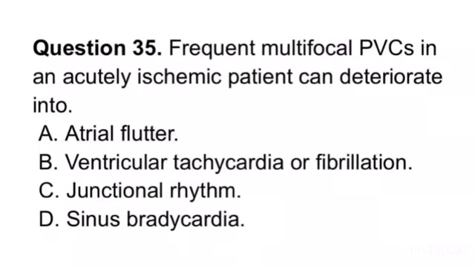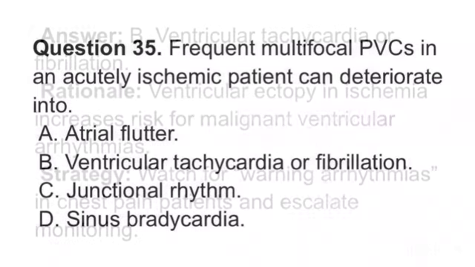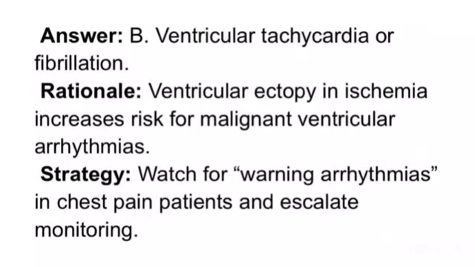Question 35. Frequent multifocal PVCs in an acutely ischemic patient can deteriorate into A. Atrial flutter. B. Ventricular tachycardia or fibrillation. C. Junctional rhythm. D. Sinus bradycardia. Answer: B. Ventricular tachycardia or fibrillation. Rationale: ventricular ectopy in ischemia increases risk for malignant ventricular arrhythmias. Strategy: watch for warning arrhythmias in chest pain patients and escalate monitoring.